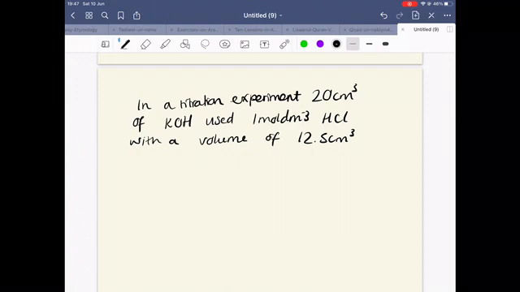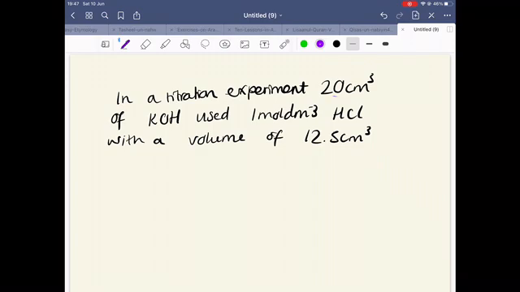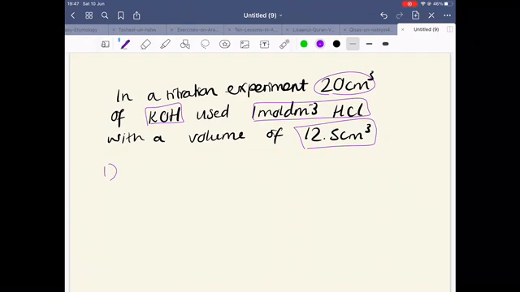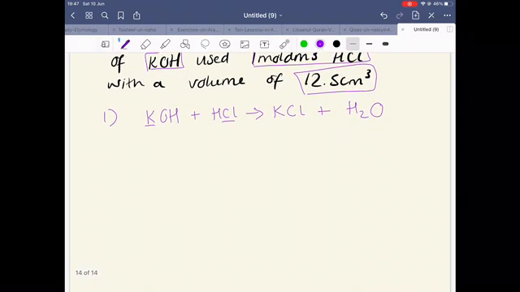In a titration experiment, 20 centimeters cubed of potassium hydroxide is used. In 1 mole per decimeter cubed of hydrochloric acid with a volume of 12.5 centimeters cubed. So I'm just circling the main parts. And the first thing I'm going to do is write the symbol equation. Sometimes it'll be given to you, sometimes it won't. But it's nice and easy because the formula has been given, so I use my general equation. So potassium chloride, KCl, charges are the same, so it's just KCl, and water as the other product. Then I just check it's balanced, and I can see it's balanced.